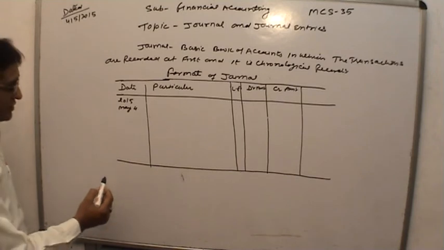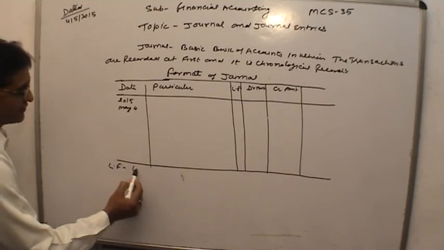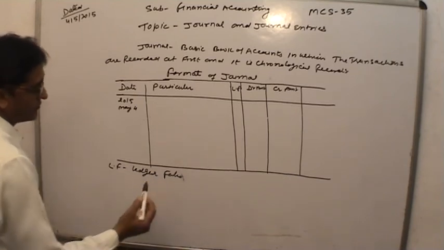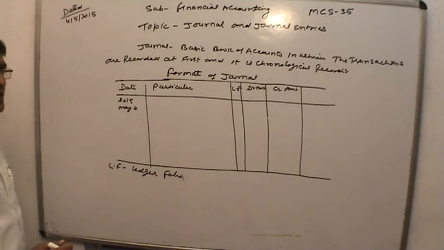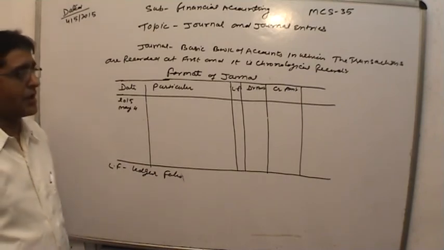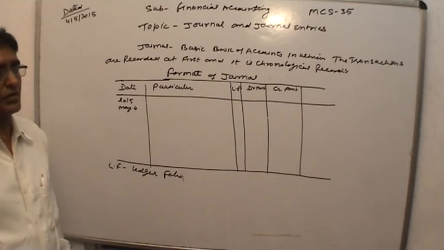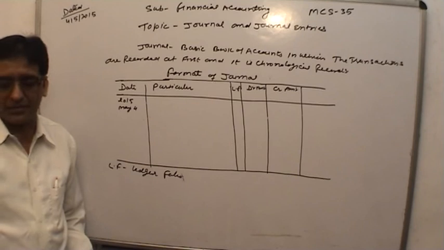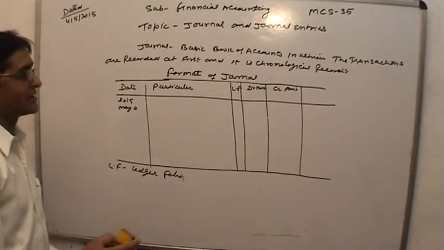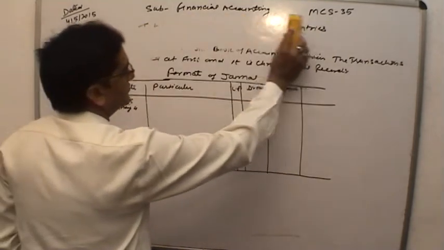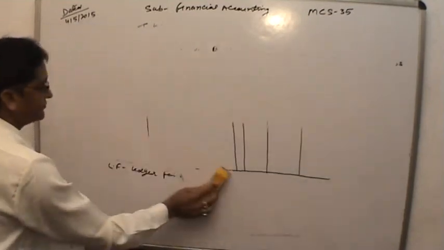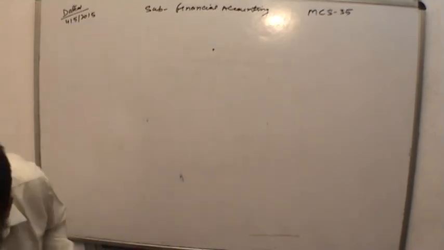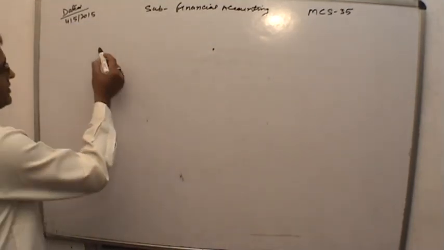LF stands for ledger folio. And now, how are the transactions recorded or journalized? Then we have taken imaginary examples, like first, transaction number 1.